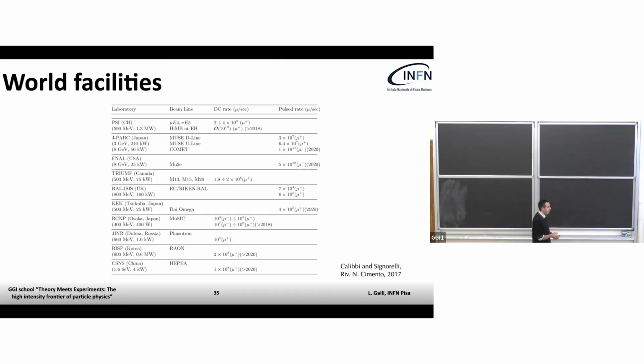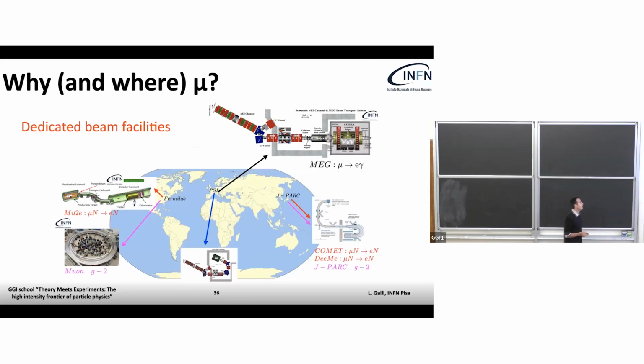And here you also have two columns. I'm too slow. Here is the column for the continuous beam rate, and on the right for the pulsed. And you see that you have one or you have the other. And that's why experiments are here or there. So again, experiments are dedicated to the facilities that you have.